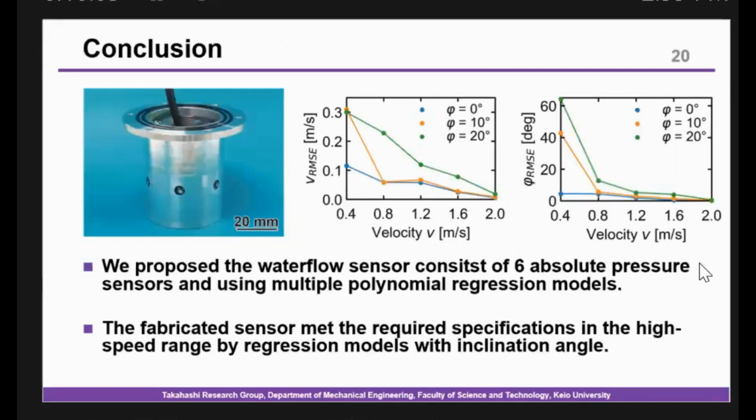Here we summarize in conclusion. We propose a water flow sensor that consists of 6 absolute pressure sensors and uses multiple polynomial regression models. The fabricated sensor meets the required specification in the high-speed range for a regression model with inclination angles.